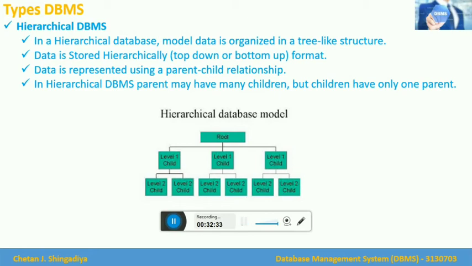In this kind of system, a parent may have many children. Here you can see there are many children for this particular system, but children have only one parent. Means the parent may have more than one child, and those children have only one parent. So there is only one parent, that is the root. So if such kind of DBMS system is there, then we can say that it is a hierarchical database model, or we can say hierarchical DBMS system.